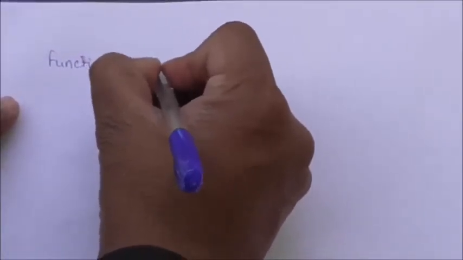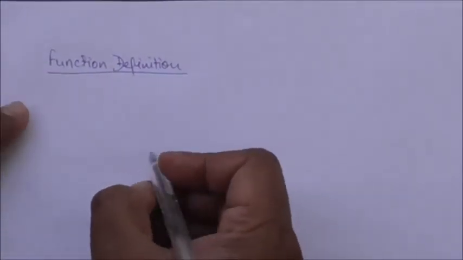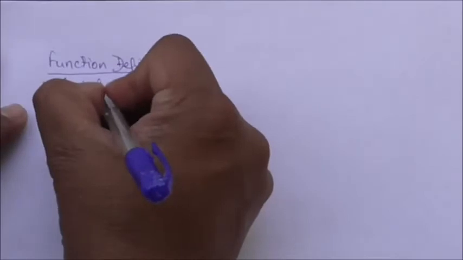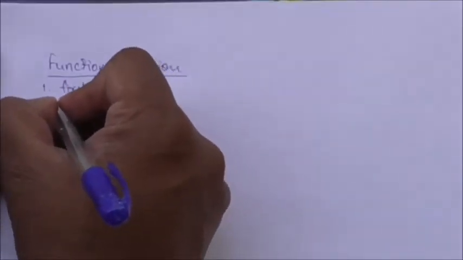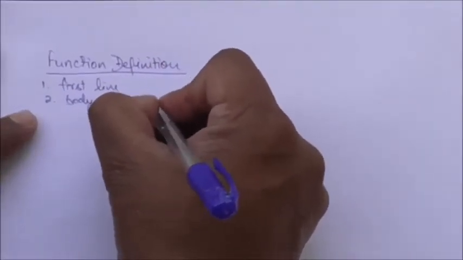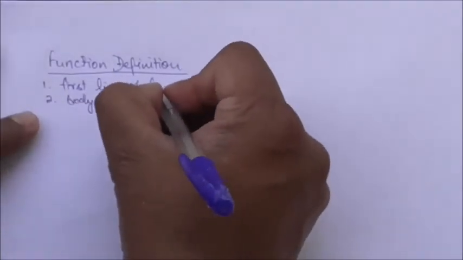Hello friends, welcome back. In this tutorial we will learn how a programmer can define his own function. In this tutorial we will learn about function definitions. A function definition consists of two principal components. One is the first line of the function definition and the second is the body of the function. So first I will discuss the first line of the function definition.